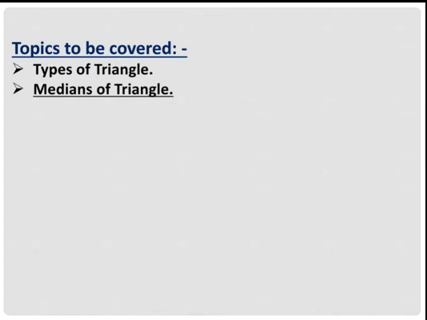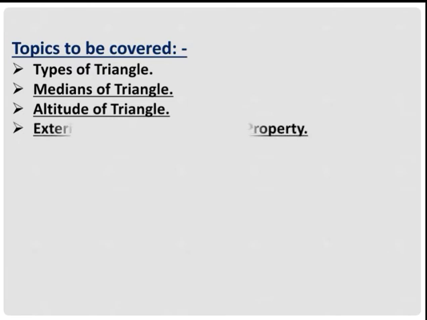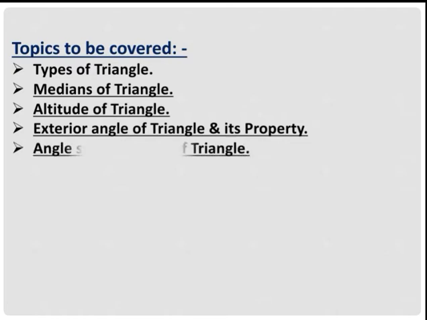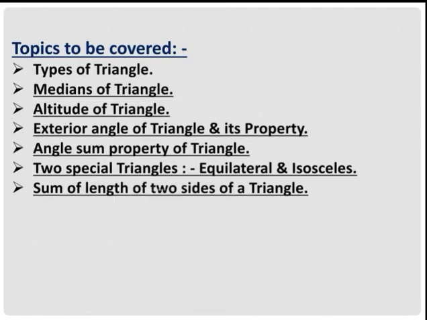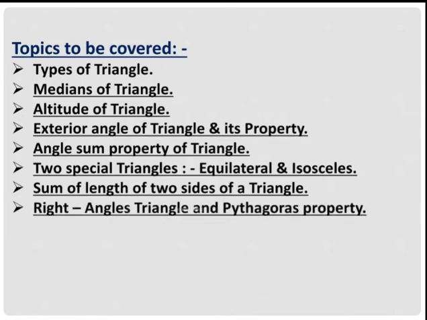Topics to be covered in this chapter are types of triangle, medians of triangle, altitude of triangle, exterior angle of triangle and its property, angle sum property of triangle, two special triangles, equilateral and isosceles, sum of length of two sides of a triangle, right angle triangle and Pythagoras property.